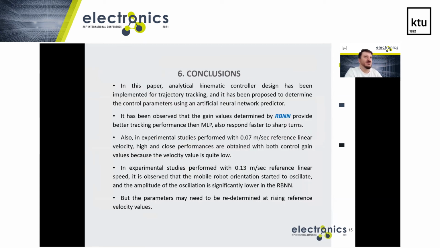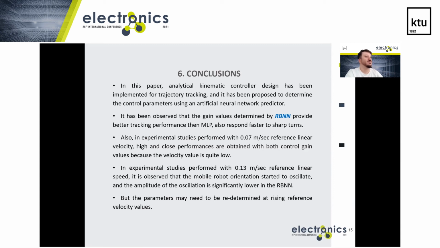So finally, for the conclusion, we designed a kinematic controller and proposed to predict the control gain parameters for this controller. And we made some experiments to examine our proposal. So we observed that the RBNN neural network predicts the control gains better than MLP, and these control gain parameters have better tracking performances, especially a faster response to sharp turns.